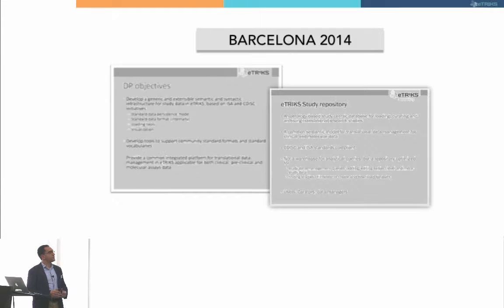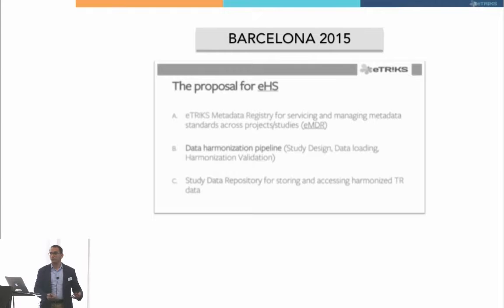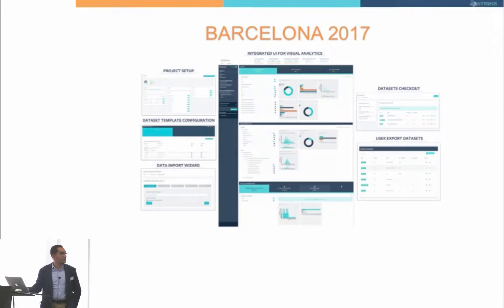So Barcelona 2014 was where the objectives of building a generic semantic and syntactic infrastructure were put forward, which then developed into the study repository. In 2015, we had a proper proposal for the work. Now it's presented as the harmonization service platform: not just the study repository, but the metadata and standards repository that will support the curation efforts, as well as the data pipelines, ETLs before and after, and how to integrate it with Transmart to build that new framework that Eve has just presented.